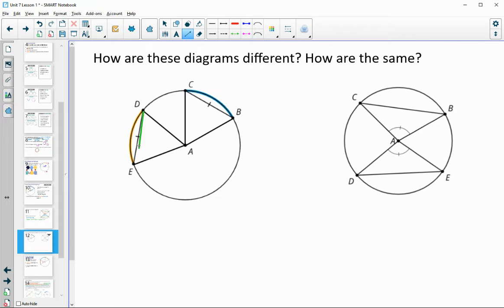Here they're giving you equal chords, and then you're proving that these angles were equal. Okay, so congruent chords proved that the central angles were equal. And then here, congruent central angles ends up forcing these chords to be equal. So either way, equal chords, equal angles, they force each other.